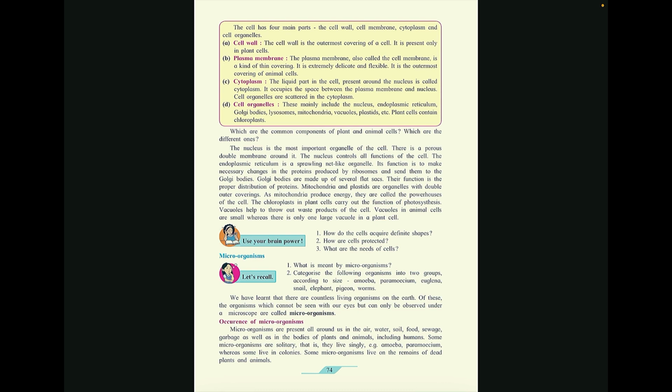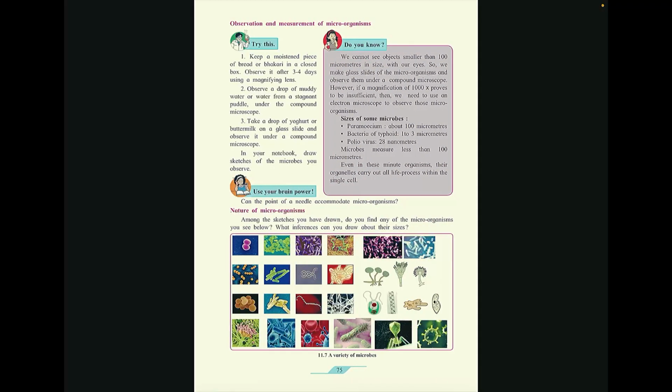Some microorganisms also live on dead plants and animals for the decaying process. After the death of any plant or animal, decomposition happens with the help of these microorganisms. Then, nature of microorganisms.